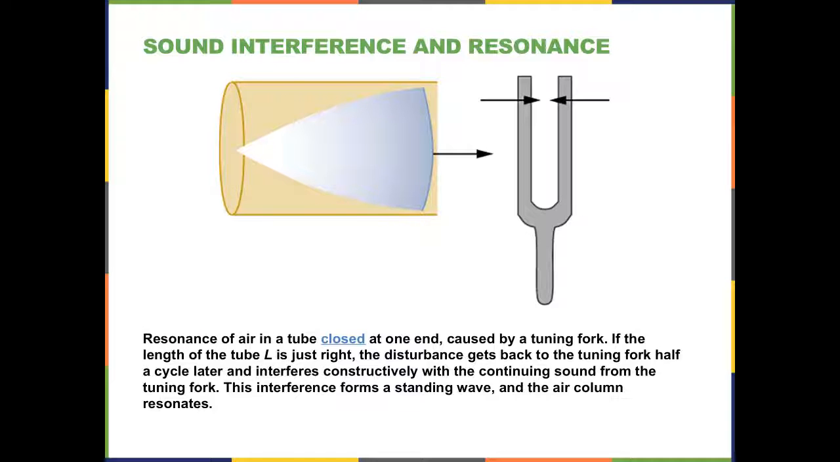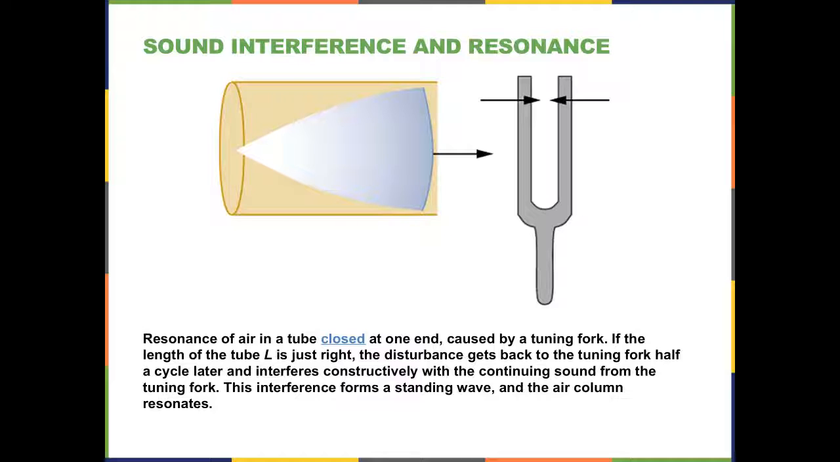The resonance of the air in a closed tube is caused by a tuning fork. If the length of the tube is just right, and this is what's important, the disturbance gets back to the tuning fork half a cycle later and interferes constructively with the incoming wave that's being generated by the fork. And this interference causes a resonant sound.